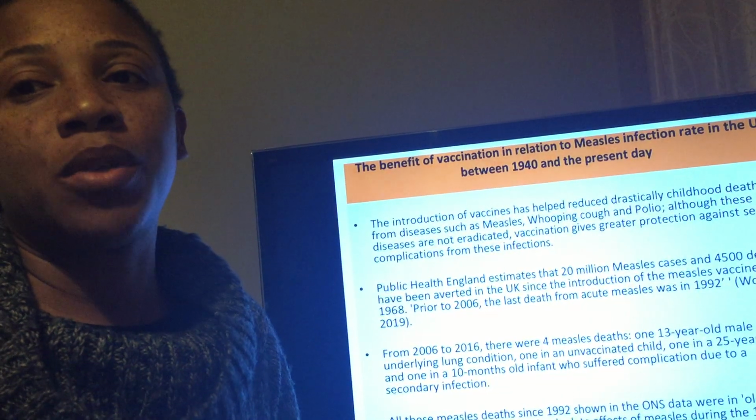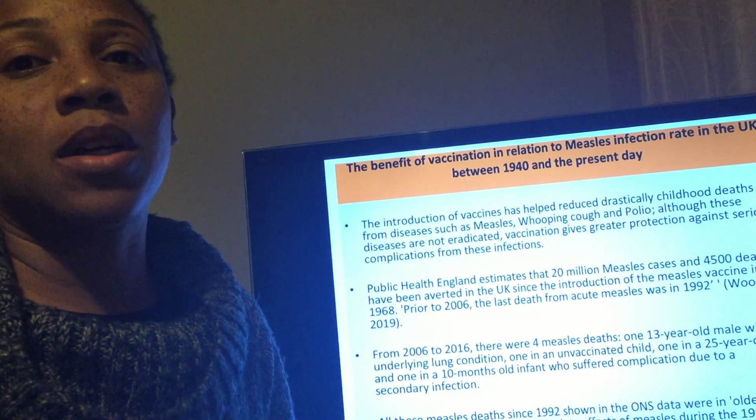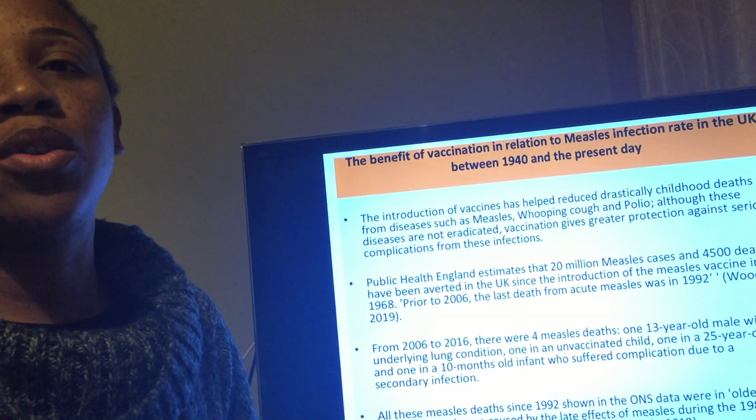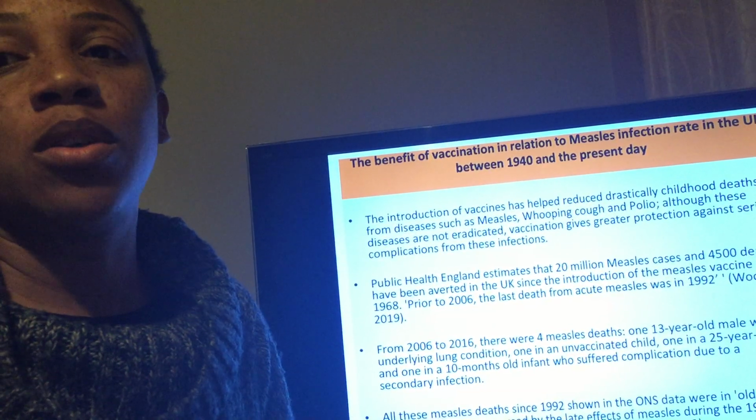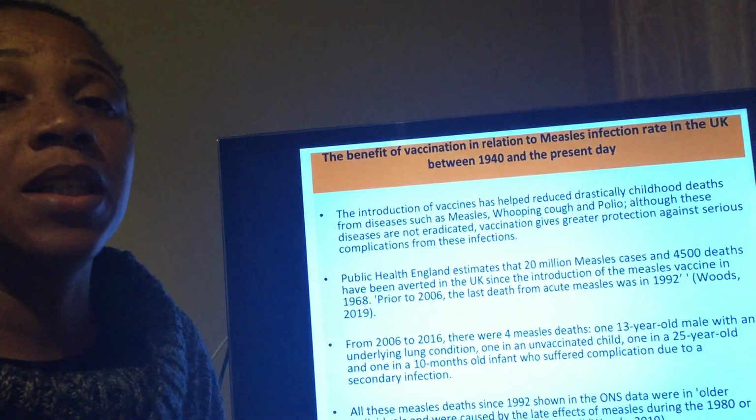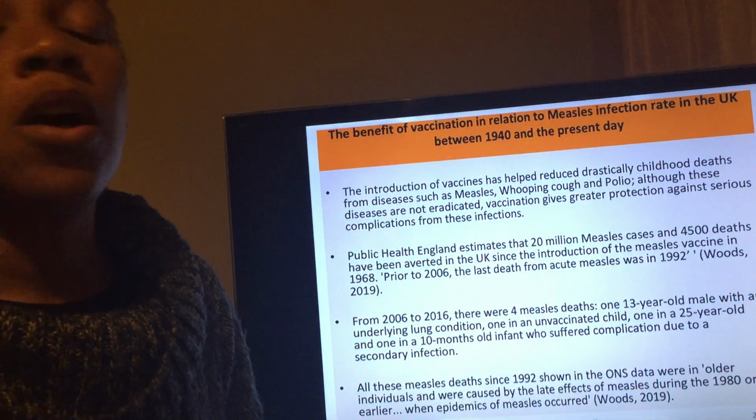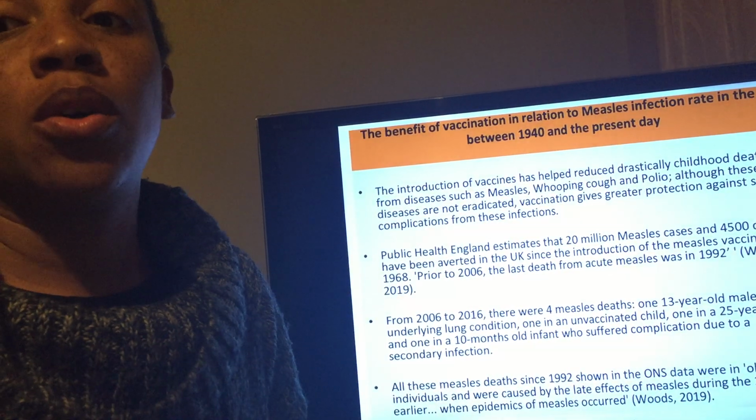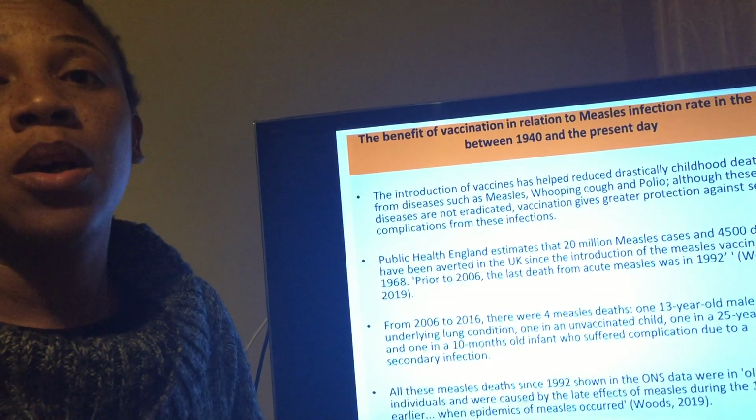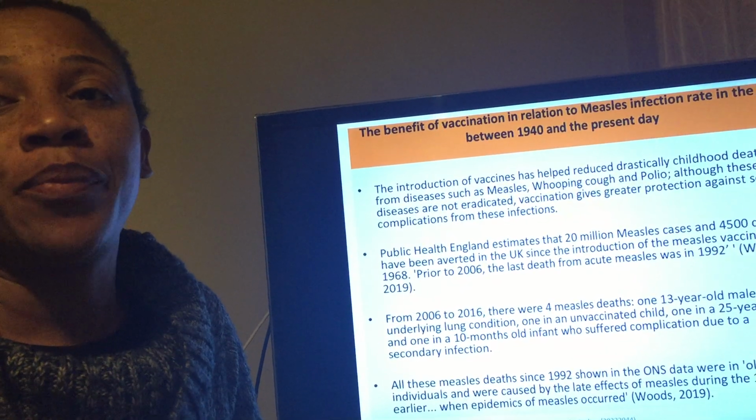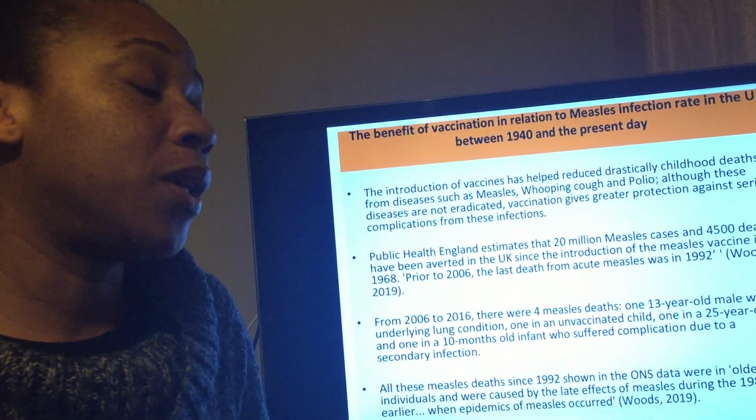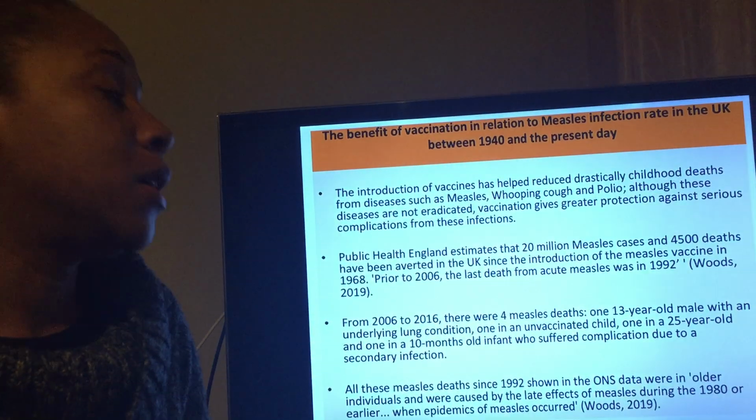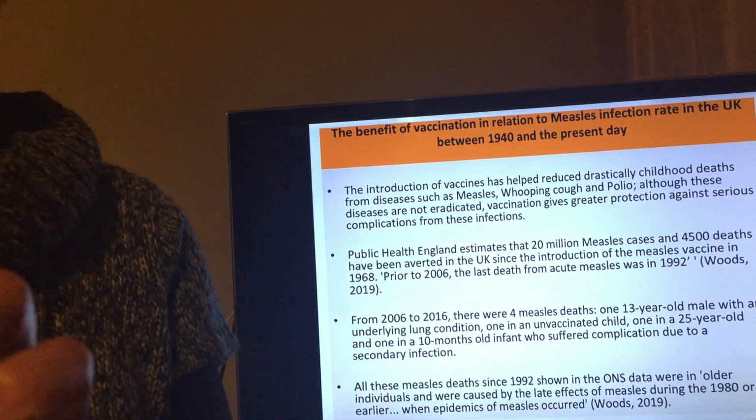The 4 measles deaths recorded from 2006 to 2016 were in individuals suffering from other serious health issues and one unvaccinated child. All measles deaths since 1992 shown in the Office of National Statistics were in older people and were the late effect of measles during the 1980s or earlier.